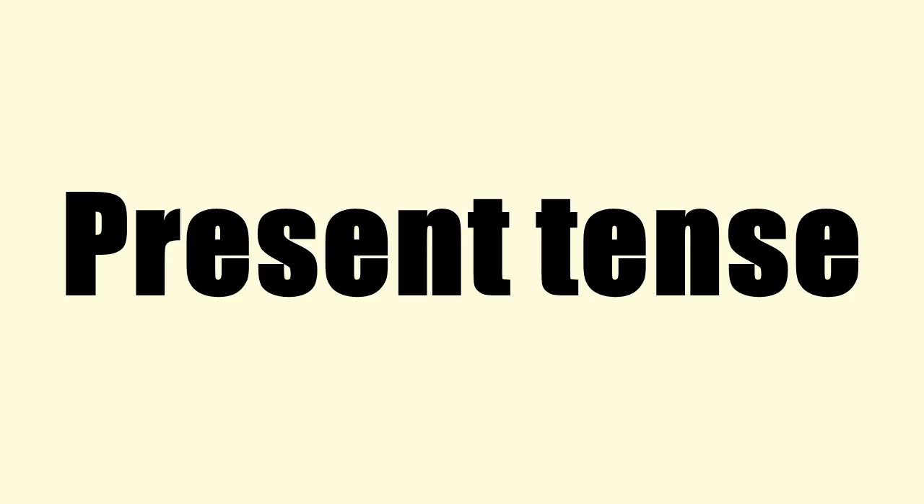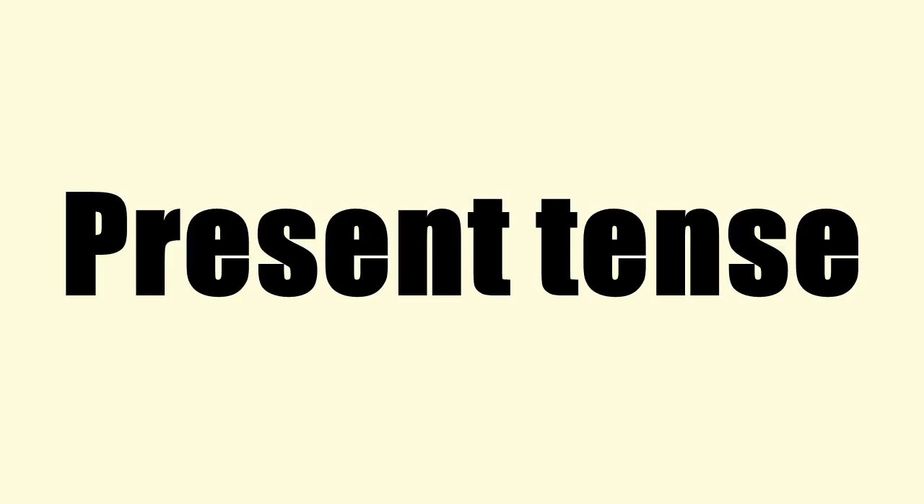The formula: positive, S plus V1; negative, S plus do/does plus not plus V1; question, do/does plus S plus V1. It is used to express an action in present time, habitual or usual actions, a daily event or a universal fact. It is used to express an action in present time which is usually performed on a regular basis. For example, a student says, "I go to school." It is a daily activity of a student to go to school. So such actions are expressed by the present simple tense.